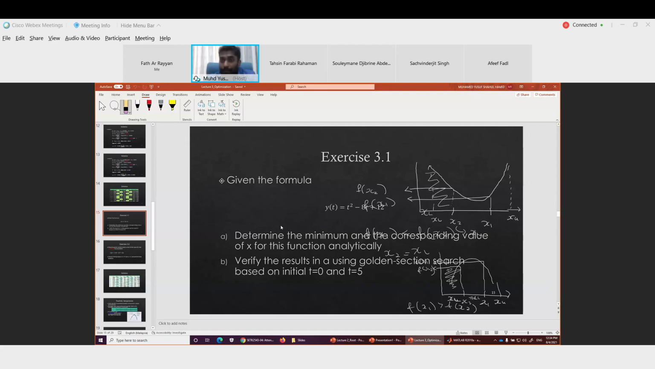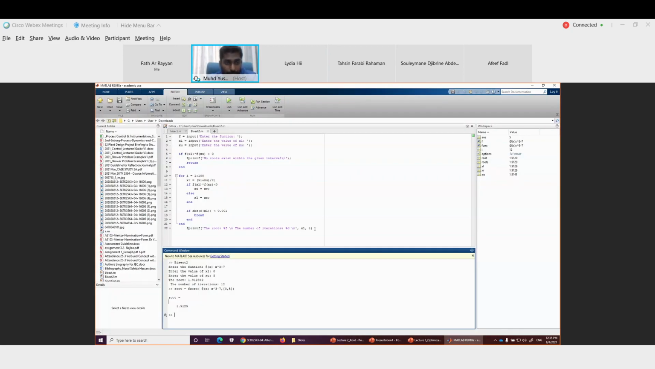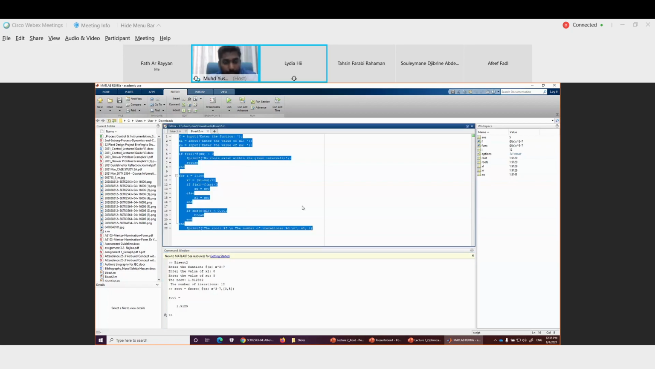Doctor, the MATLAB that you have done, can you send the MATLAB file in the chat? Because I want to refer to that to do some questions. Okay, you want the MATLAB that I've done. No problem, this one, the file that I shared. Yeah, thank you. Where's my chat area?